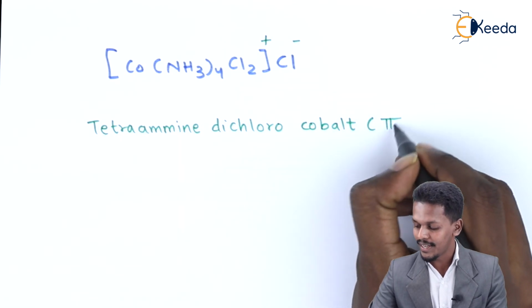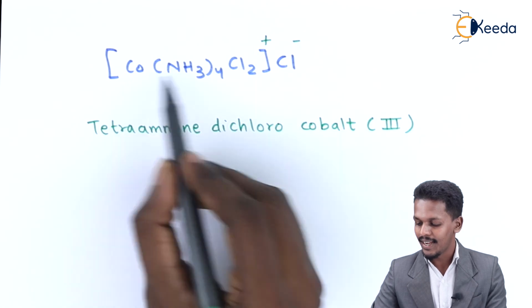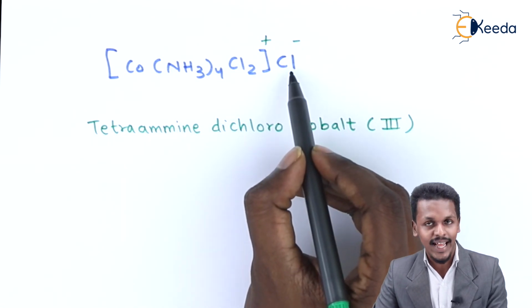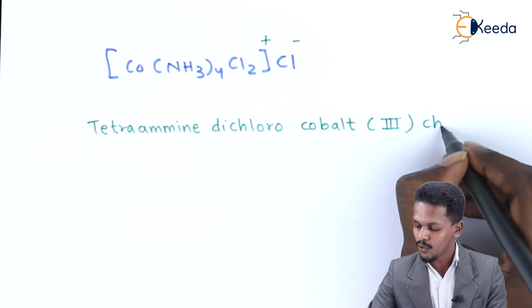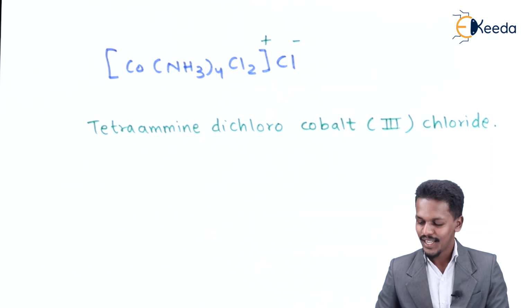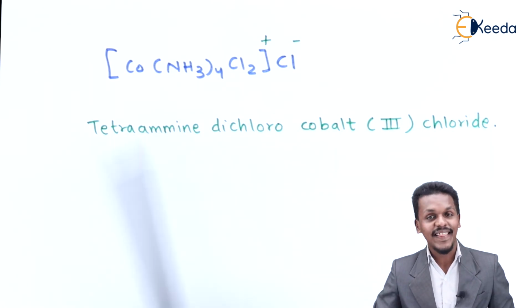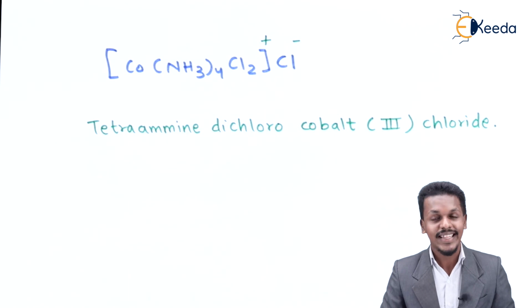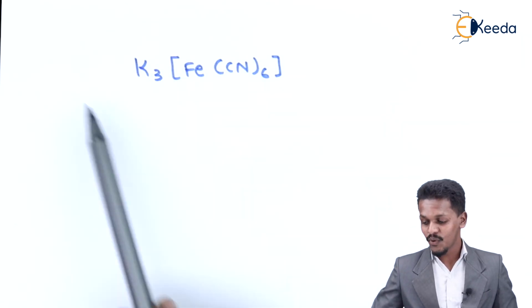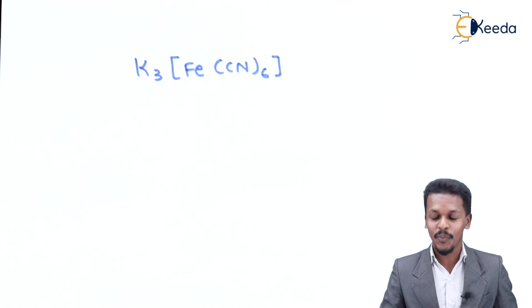So here I'm writing it in parenthesis, and after that we can find a chloride ion in the outer sphere. So therefore I will write it over here as chloride. So this is nothing but the name of this complex. And now let me talk about the last one. This is the complex that we have, and we have to provide the IUPAC nomenclature.